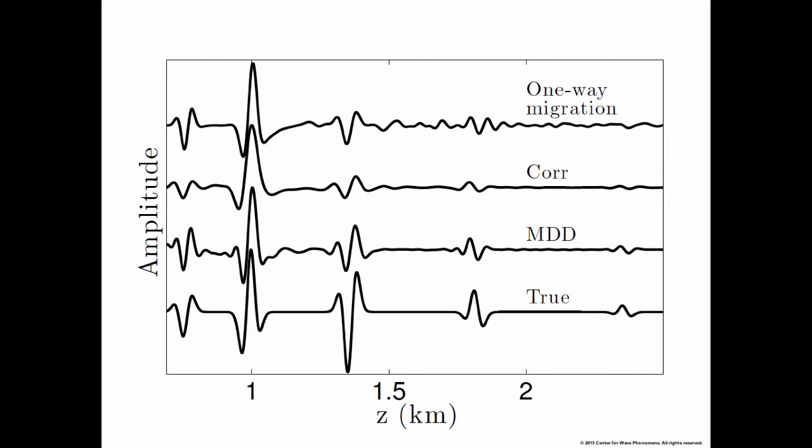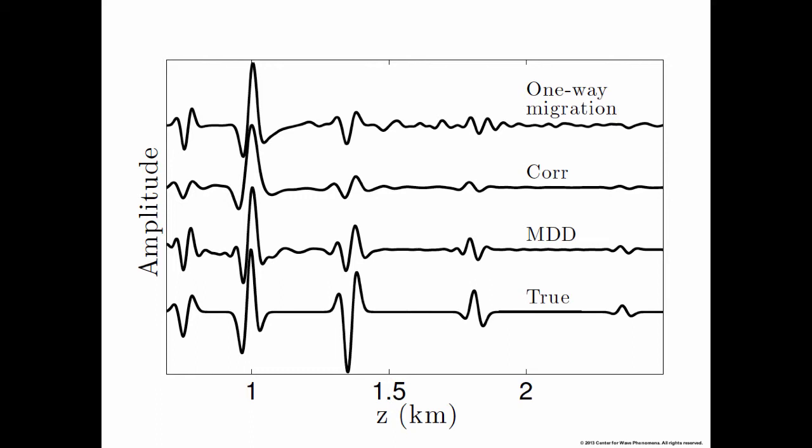So these are some slices of this image taken at a horizontal coordinate of 200 meters. We have one-way migration, the correlation image, MDD, and the true amplitude. As you can see, we do a way better job for the deeper reflector, where the amplitude of the MDD is definitely closer to the one of the true model, while for the one-way migration and correlation, these amplitudes are really weak.